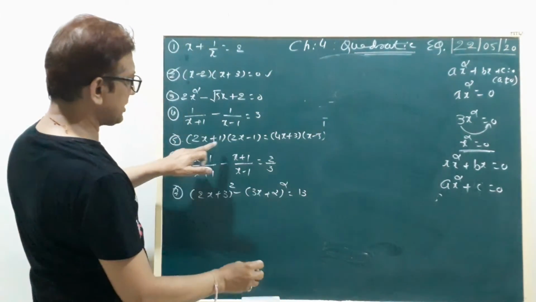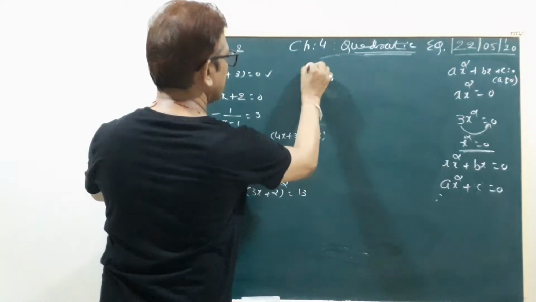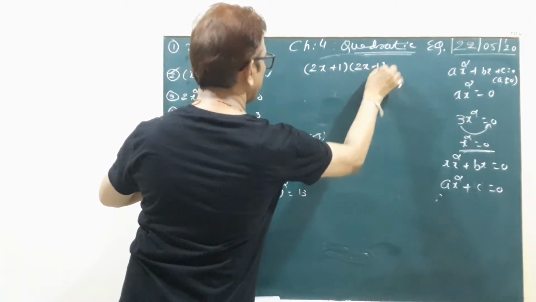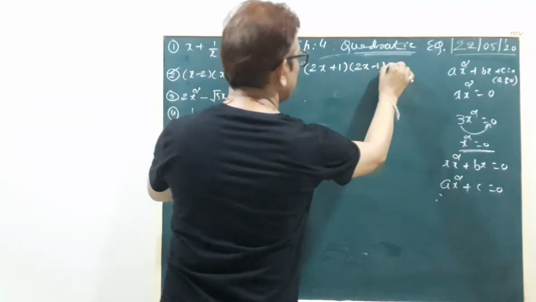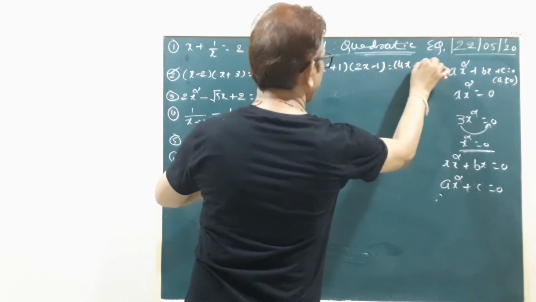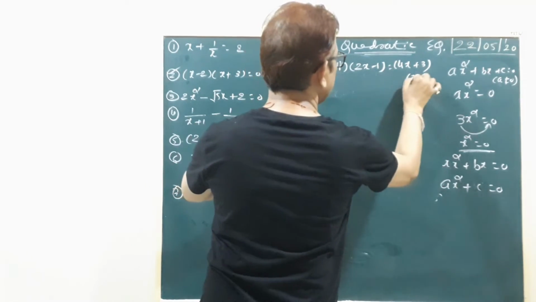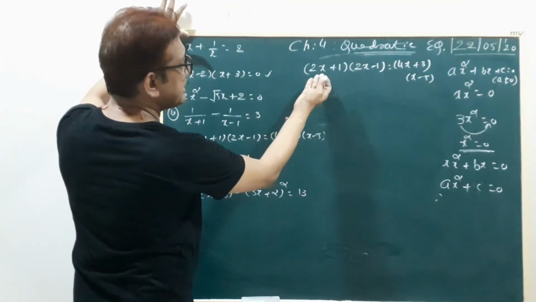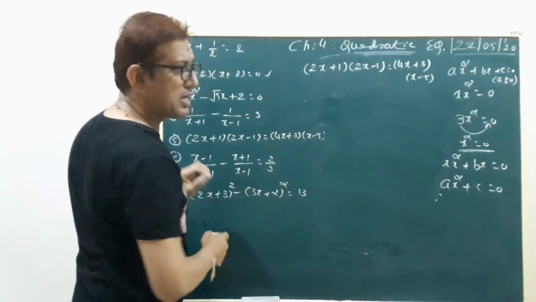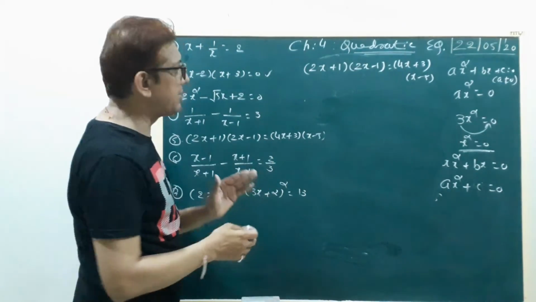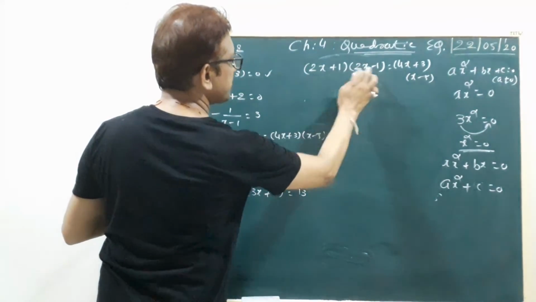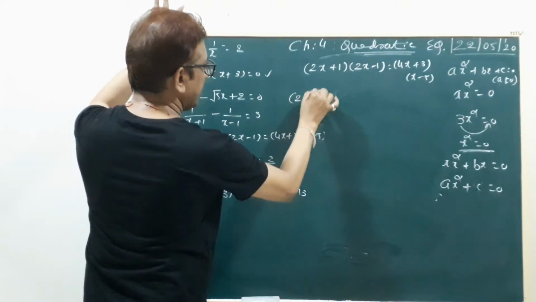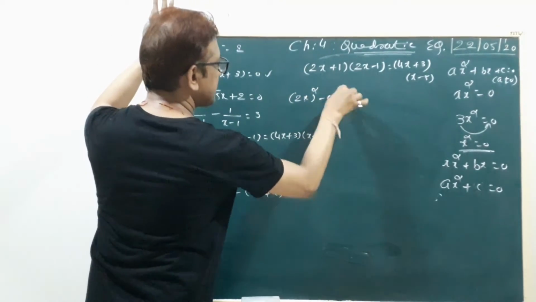Look here, 2x plus 1, 2x minus 1. Here, 4x plus 3 and x minus 5. Okay, this is your identity, a plus b and a minus b. First term same, second term same, only sign change. So a square minus b square.